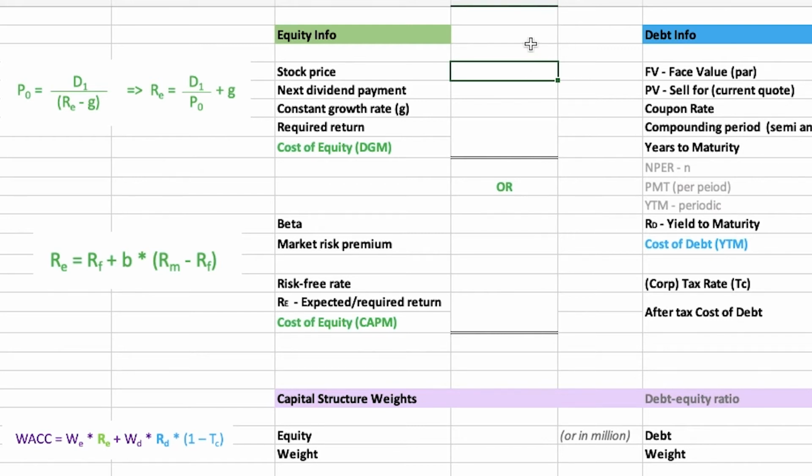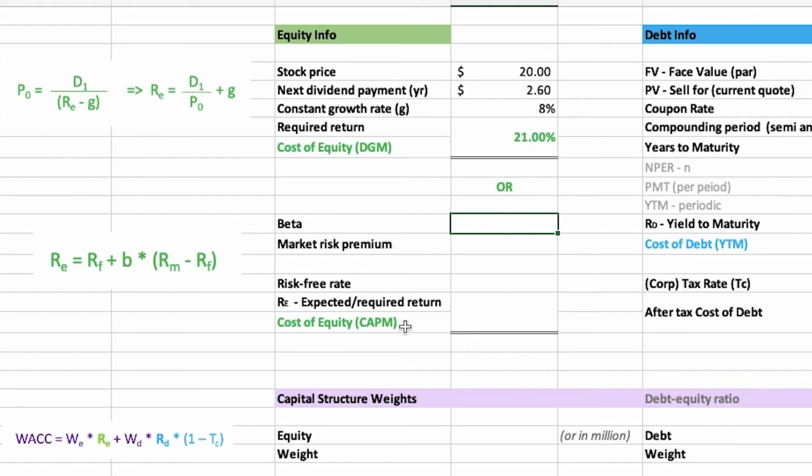Say if the price is $20 and next dividend payment is 2.6 and the growth rate is 8%, this dividend would be yearly dividend. And the required return rate would be, here's the formula, that would be next dividends over price plus growth rate, and that's 21%.